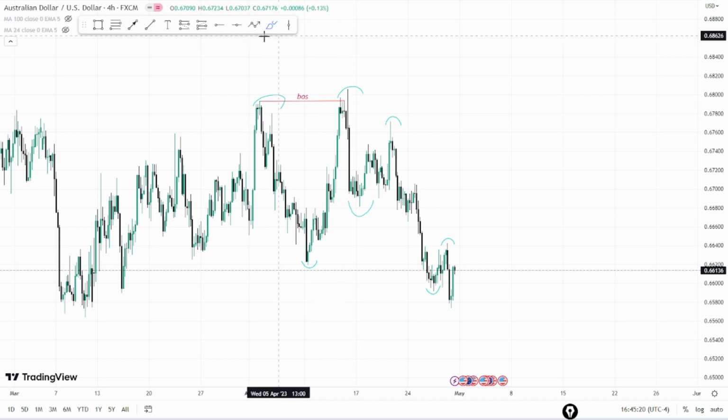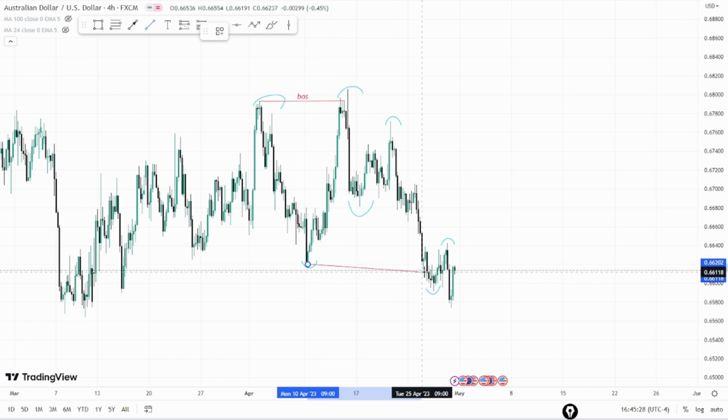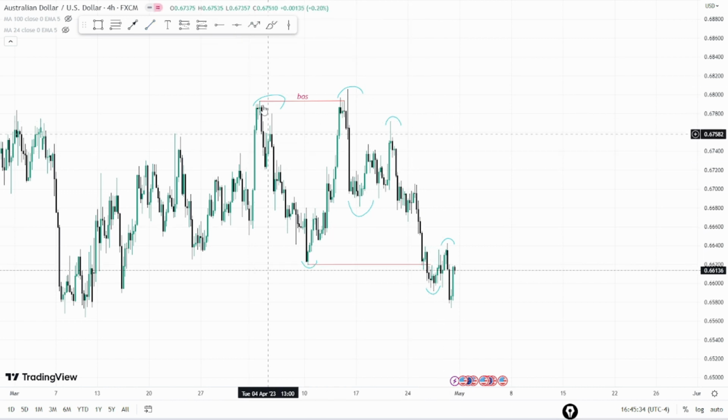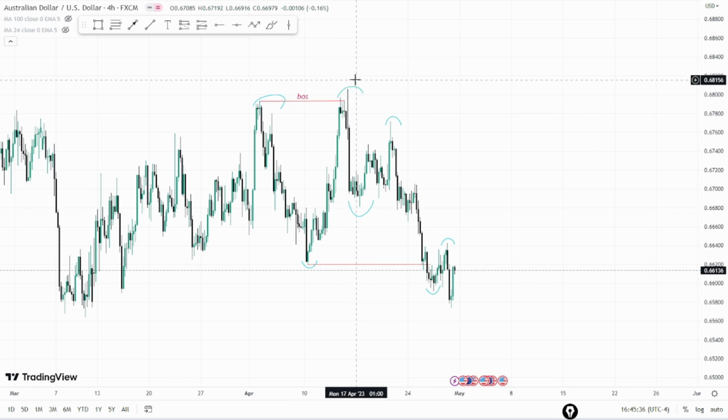So then from there, what we're going to do is monitor price and see if it will break this level right here, and price did break this level, meaning that it's a change of character. Remember, when it was breaking the structure to the upside, we were expecting a change of trend, like what we saw on the daily time frame, right?